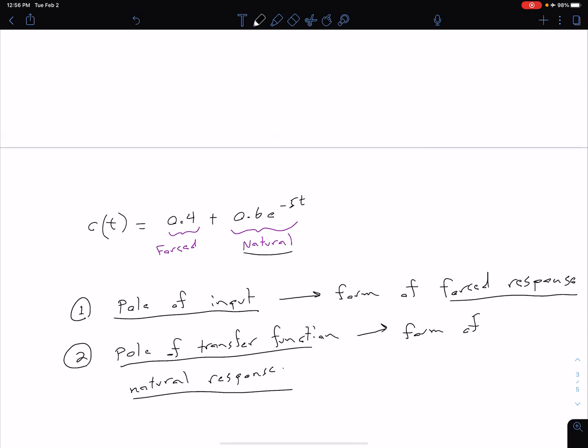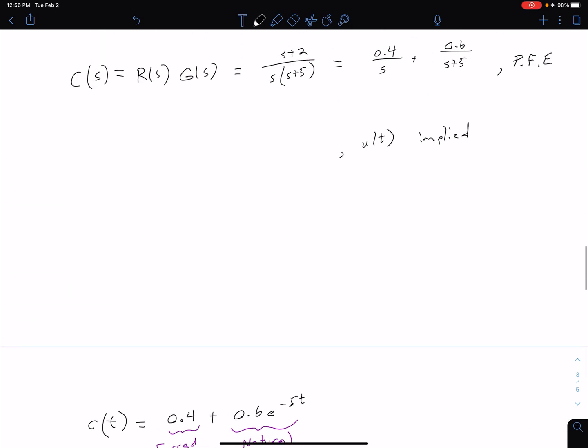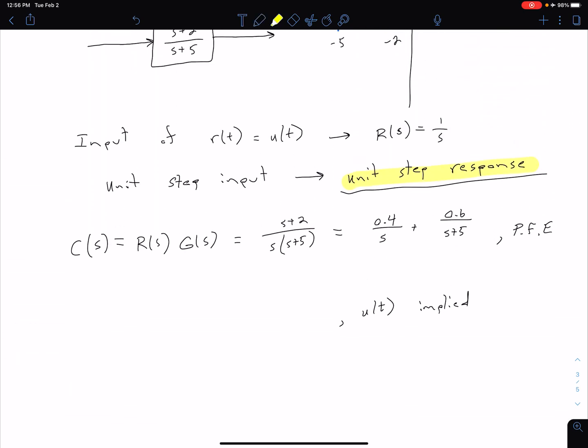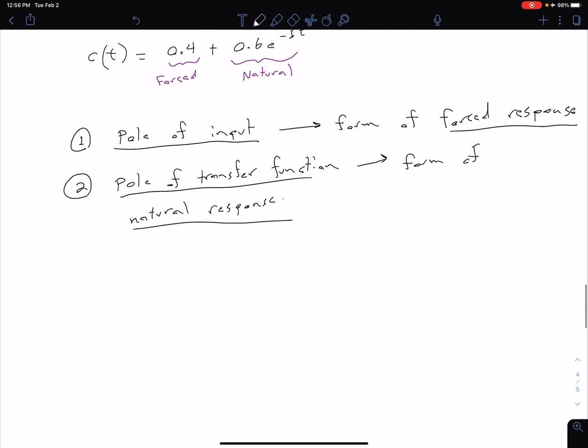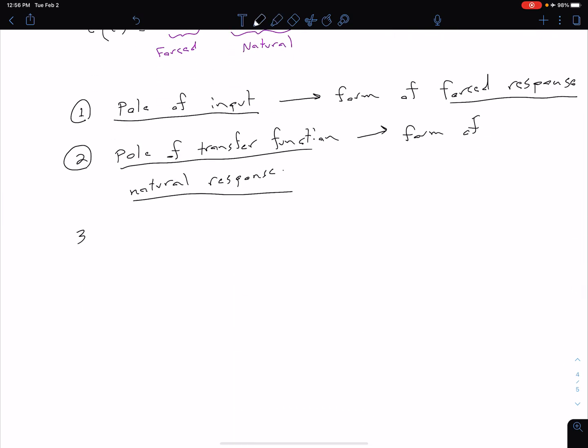So again, here's our natural response, this 0.6 times the decaying exponential, which we know came from this 0.6 over s plus 5. And ultimately, that 0.6 over s plus 5 came from this transfer function here, where we had our s plus 2 over s plus 5. Again, that's just the form of the natural response.